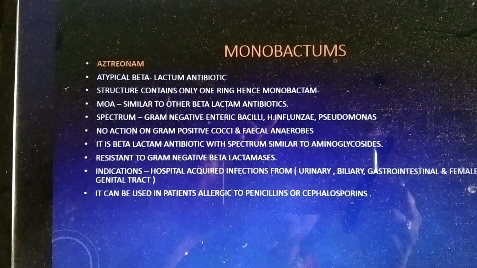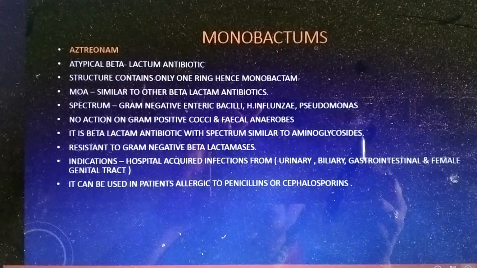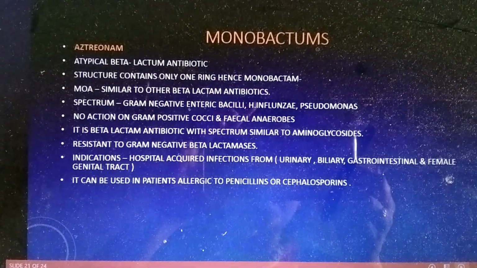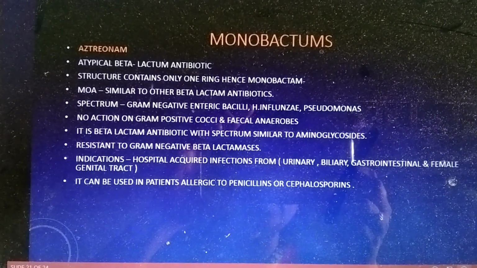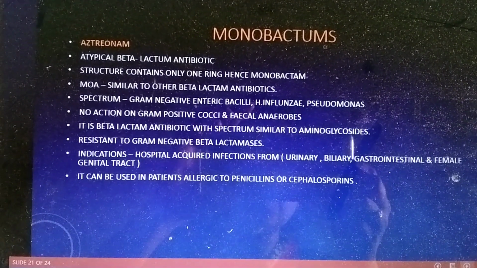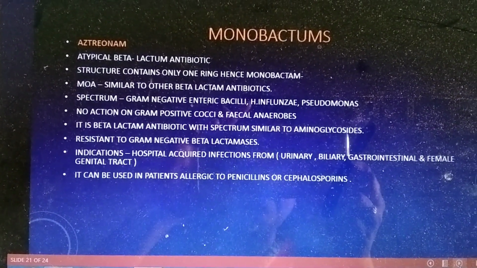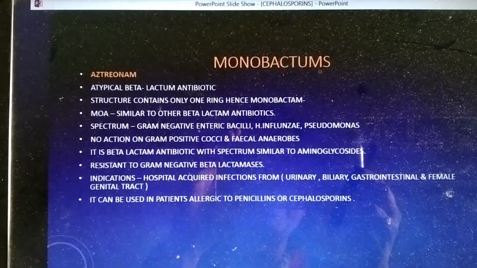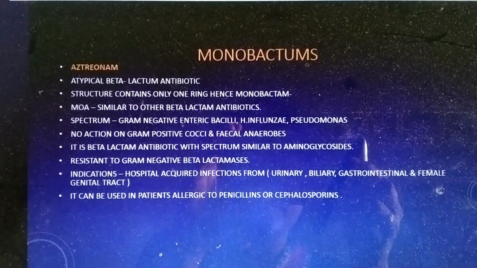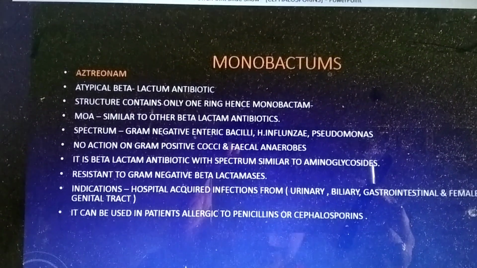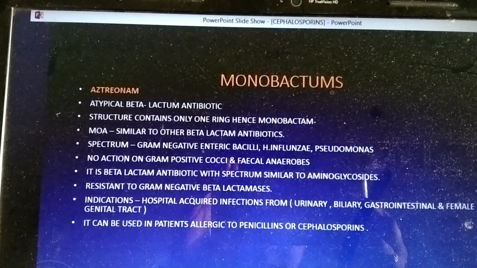So we have finished with the cephalosporins. We have seen the structure, chemistry, classification of the cephalosporins, mechanism of action, spectrum of action, therapeutic uses, adverse reactions. Now coming to the monobactams. So the prototype is aztreonam. Aztreonam is a prototype of the monobactams.